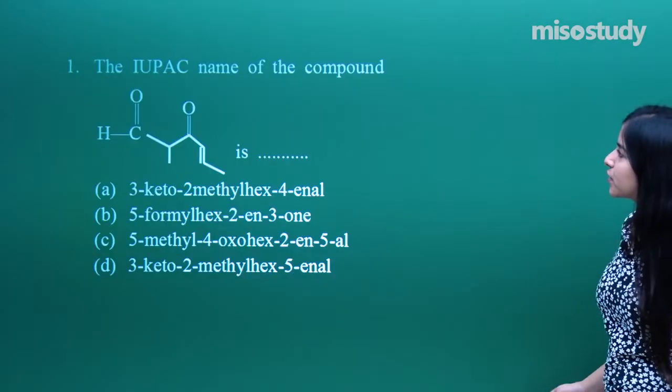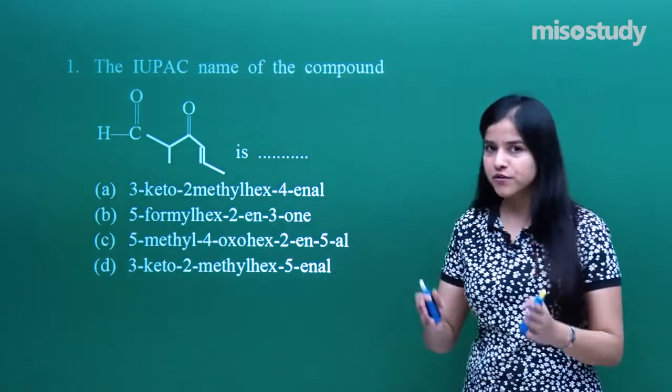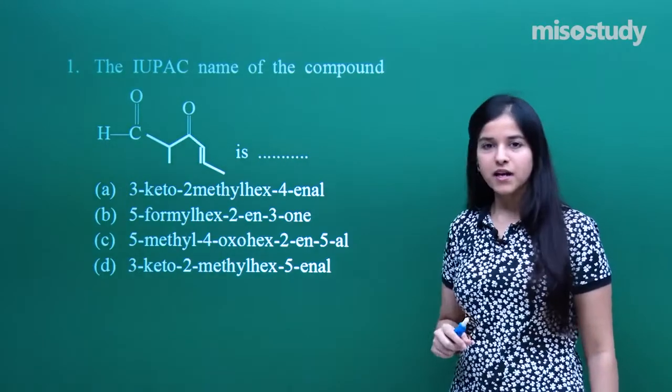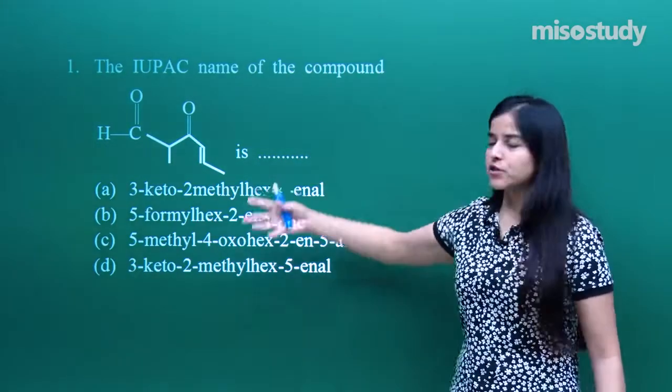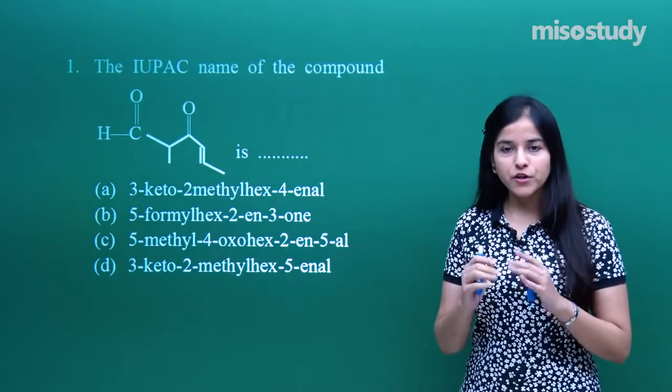So let's start with question number 1. What does question number 1 say? You need to find the IUPAC name of the given compound, and how do you proceed? That is the main thing in IUPAC nomenclature. So what do you need to do?